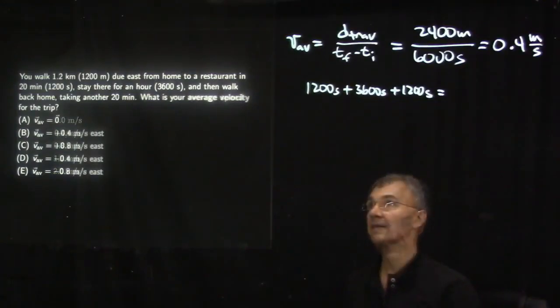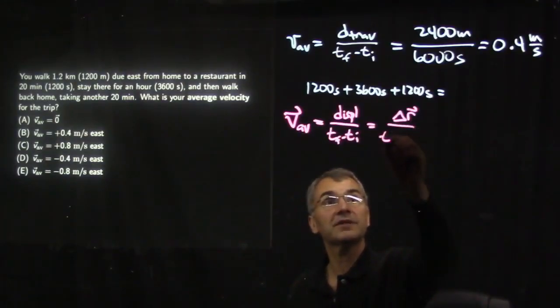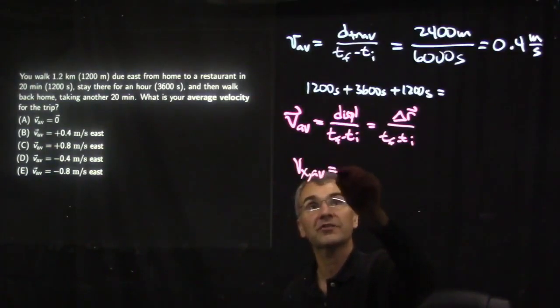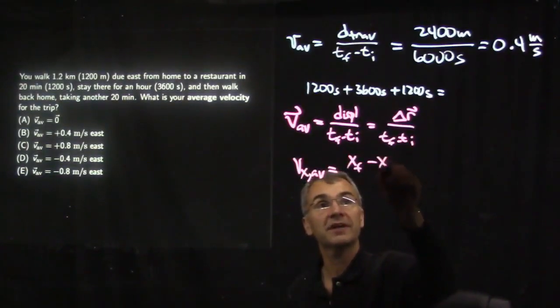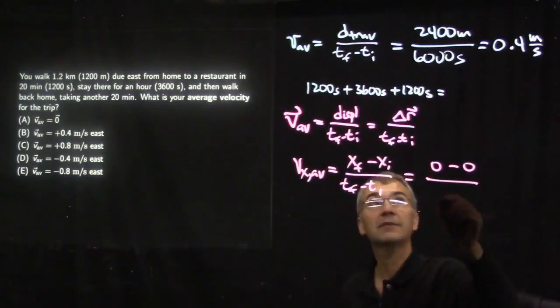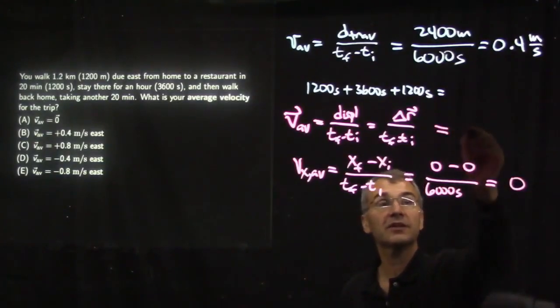Okay. Same scenario. What is your average velocity for the trip? The average velocity is my displacement divided by the change in time, delta r divided by tf minus ti. So for example, the x component of my average velocity is just x final minus x initial divided by the change in time. I start out at home, and then at the end, I'm back at home, and meanwhile the difference was 6,000 seconds. It's 0. So I think this is 0.